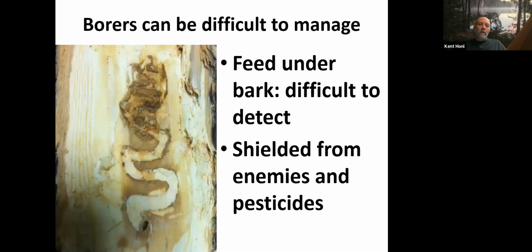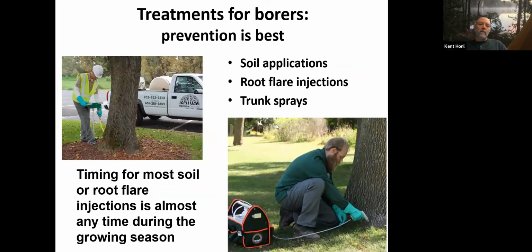So the borers, they feed under the bark. They're difficult to detect. They're shielded from enemies and pesticides, direct application, you're not going to be able to spray them. Like I said earlier, that's what we had to do in the 90s before we had systemics, but we've got better ways to go at them now. Whether it's the soil applications, root flare injections, our mainstay for EAB prevention is root flare injections with emamectin benzoate.